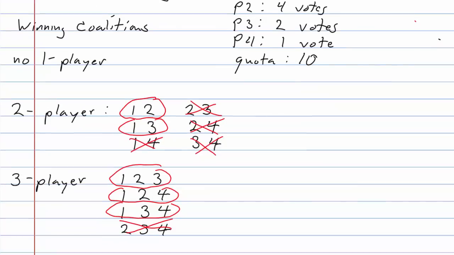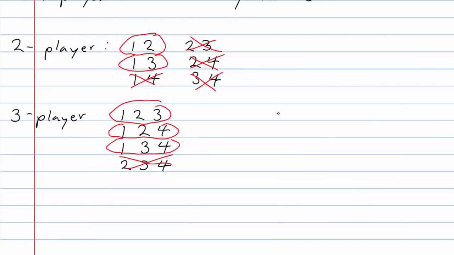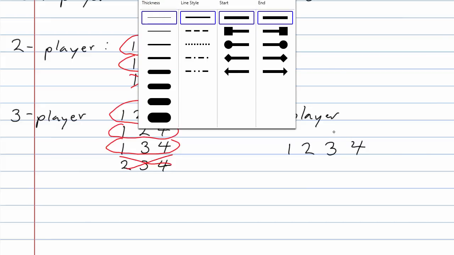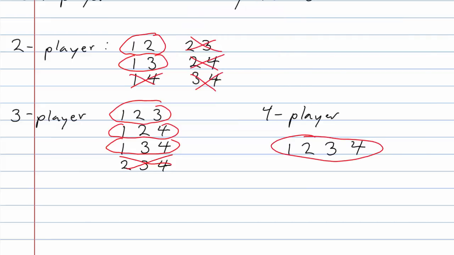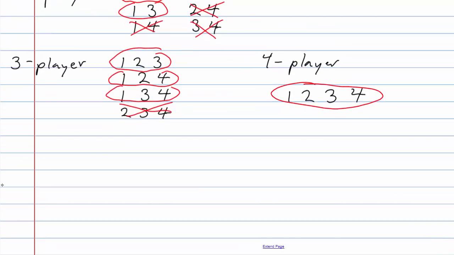And finally, we have one more possibility. We could have the grand coalition with all 4 players. There are no other possibilities here, it's just 1, 2, 3, 4. Clearly that's a winning coalition. If everybody votes the same way, it's going to go. So now we have our lists of all our winning coalitions. Now let's write them again.